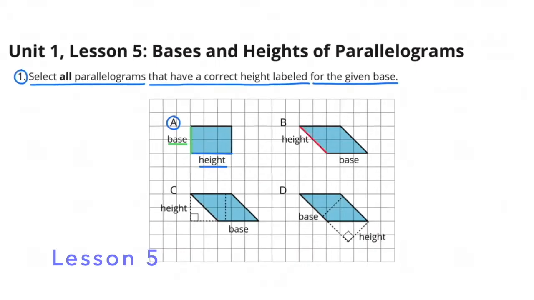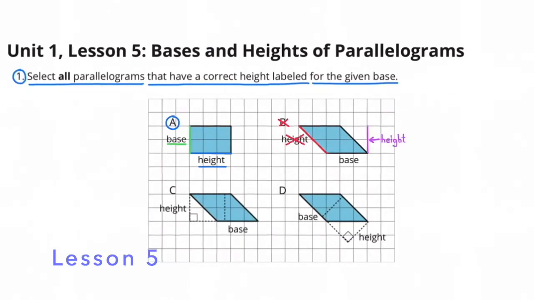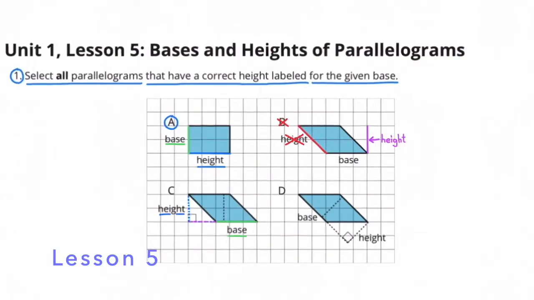Figure B. They've labeled the height and the base, but you'll notice that the height is not at a 90-degree angle compared to the base. If the height were located here in purple, it would be at a 90-degree angle. Figure C. They've labeled the base and the height, and you'll notice that the height is at a 90-degree angle compared to the base.